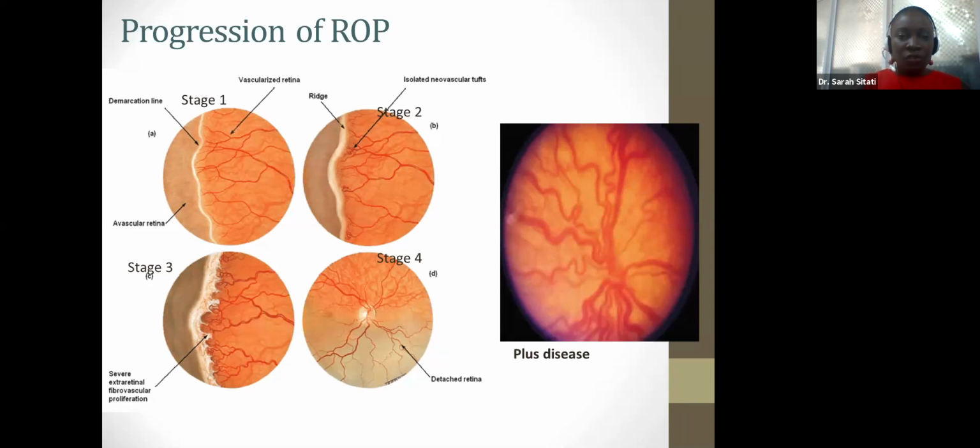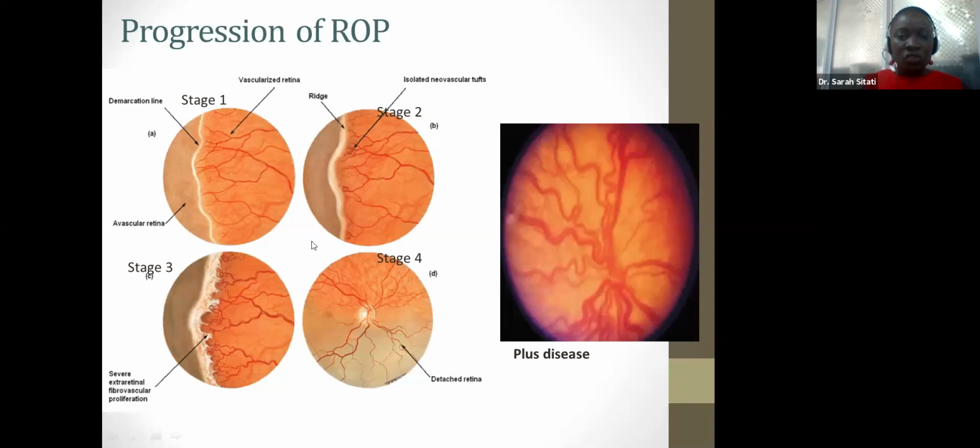The stages start from stage 1, the mildest stage, to stage 5, the most severe stage. In stage 1, what we usually see is a line showing that blood vessels were growing, but they stopped suddenly. We see what we call a demarcation line in the retina. Sometimes it is not so obvious. What we just see is a sudden place where it has vessels and then a region where there are absolutely no vessels at all. We call that stage 1. You can differentiate the avascular retina and the vascular retina.